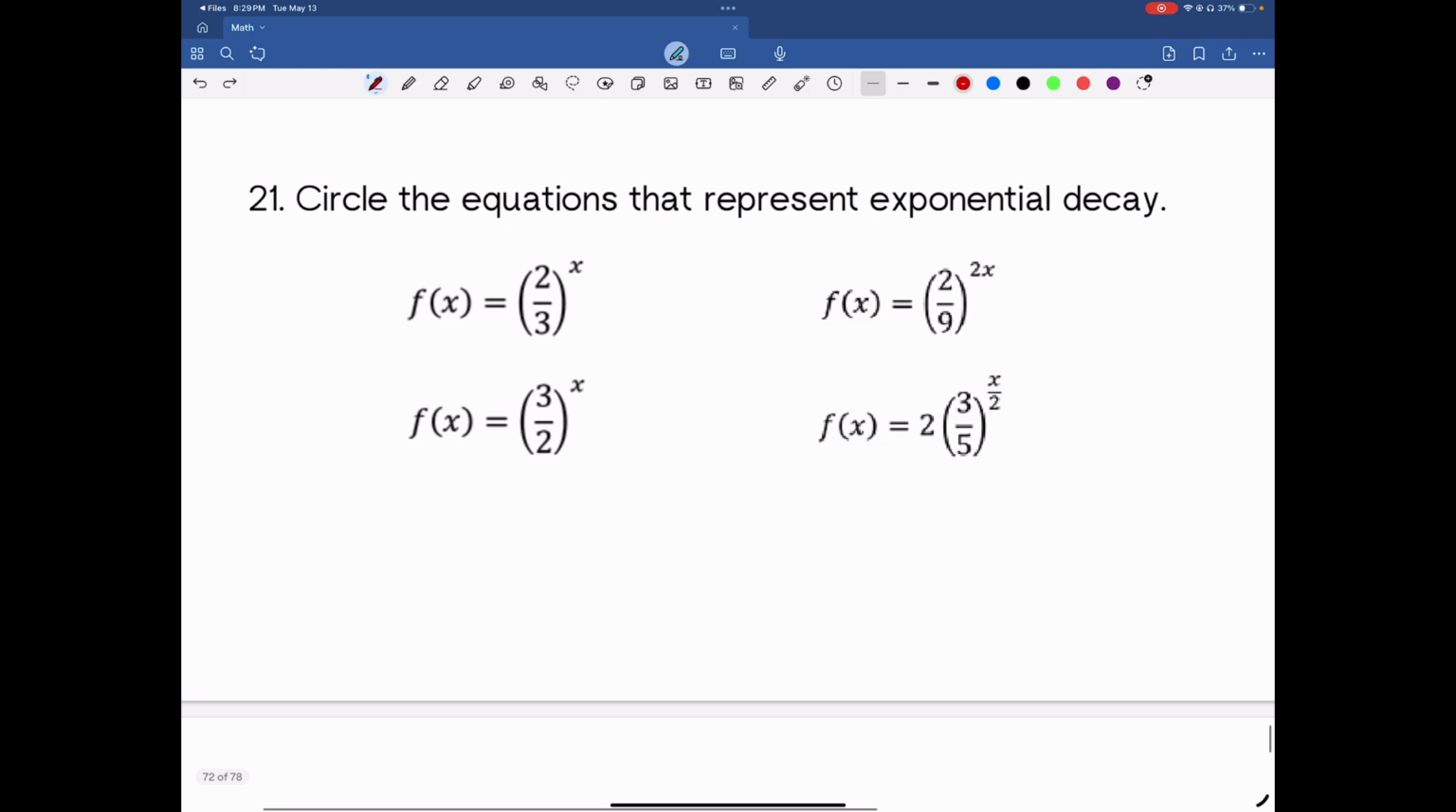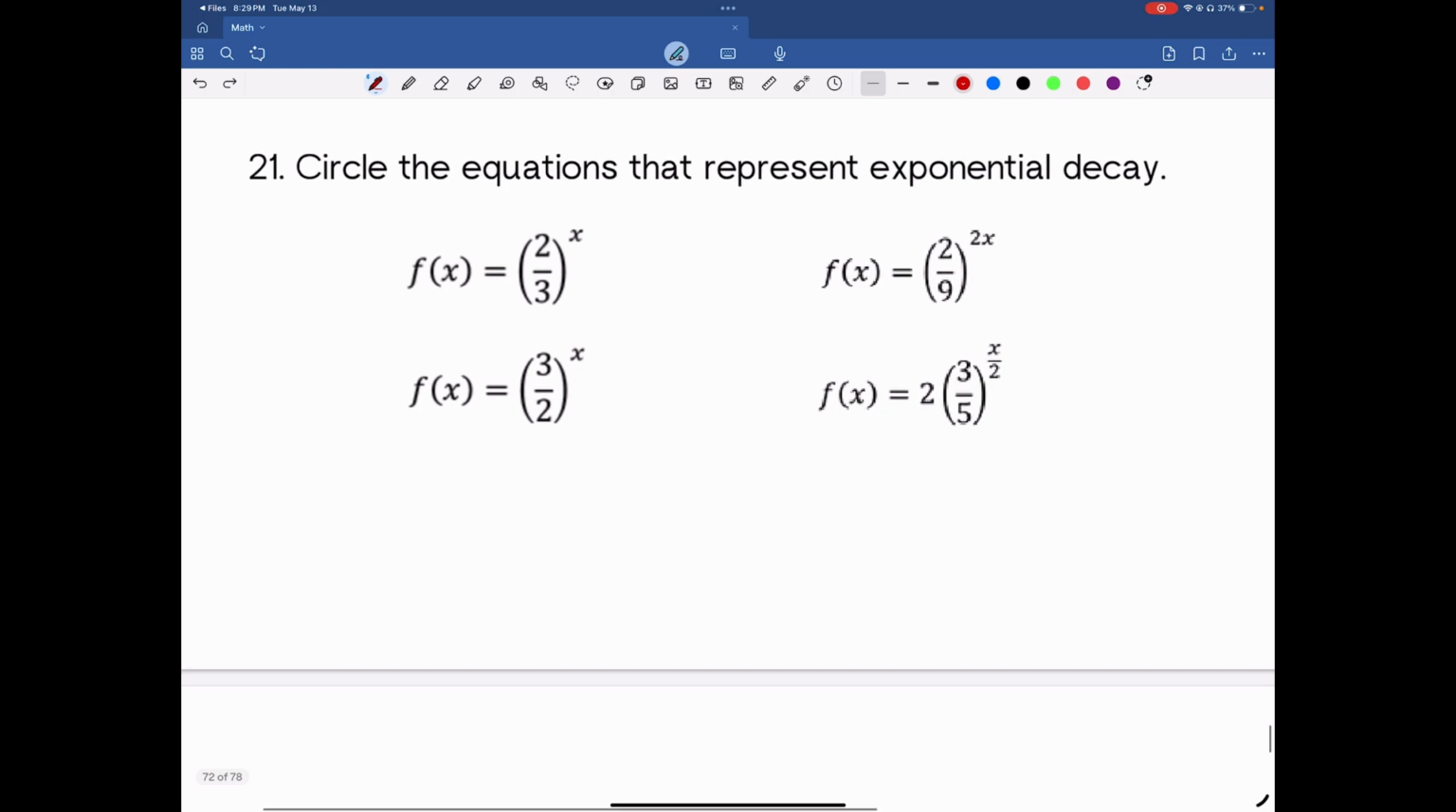All right. Circle the equations that represent exponential decay. So remember, exponential decay is when the function is getting smaller. So the only way that functions get smaller, or that numbers really get smaller with multiplication, is when you're multiplying by something that's less than 1.